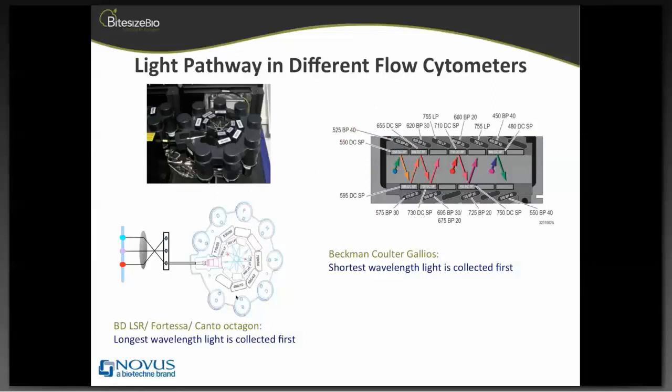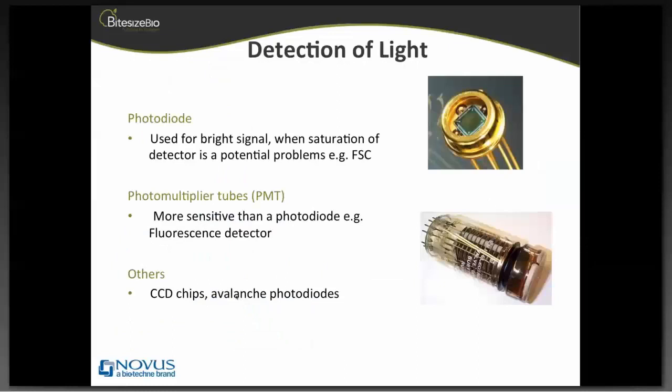BD machines tend to use an octagon where the longest wavelength of light is collected first, because this wavelength of light actually has the lowest energy. Machines such as the Beckman Coulter Gallios collect the shortest wavelength of light first. So once we have the photon of light being steered towards the detector, we now need to talk about the detection of those photons. And we use a variety of detectors within a cytometer.